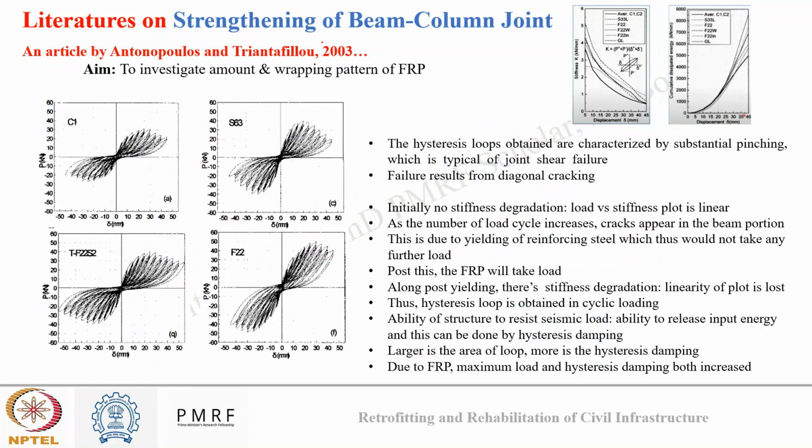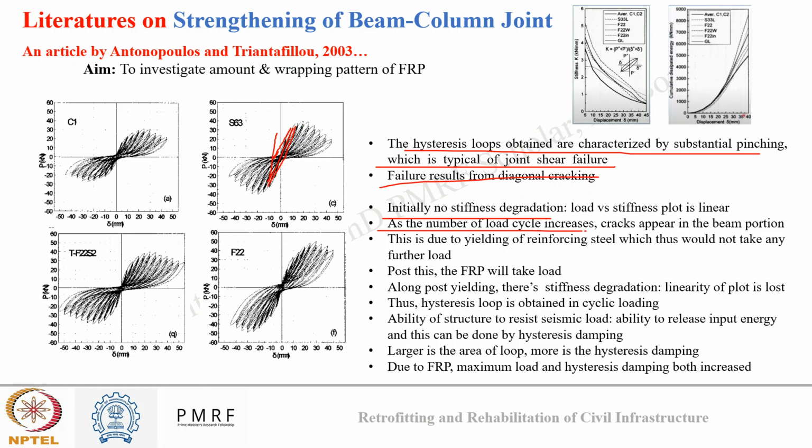Basically the results they obtain of load versus displacement are in the form of a hysteresis loop. This hysteresis loop is used to characterize the substantial pinching, which is a typical form of joint failure, and the failure results in diagonal cracking. So how do we understand this loop? Initially when applying load in the pull and push direction on the beam, there is no stiffness degradation, so my load versus displacement plot is linear.